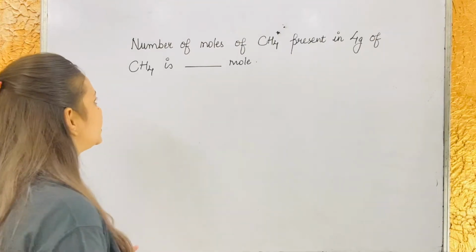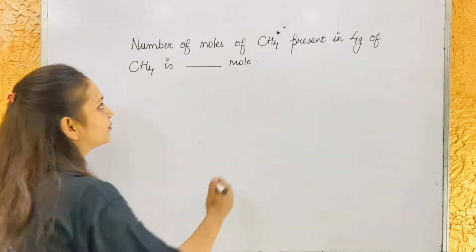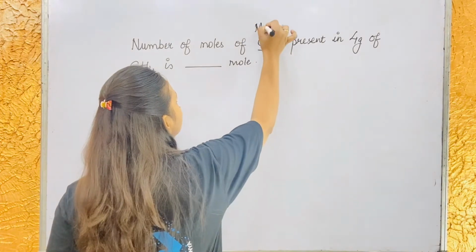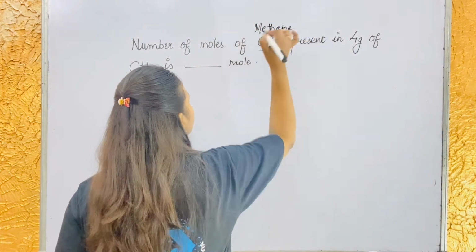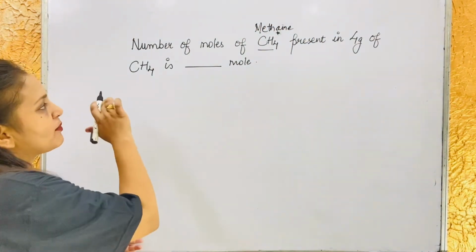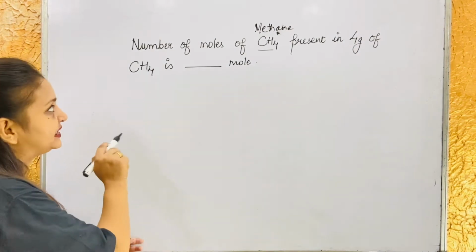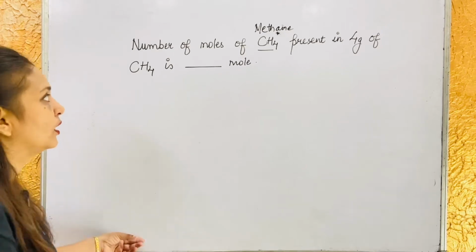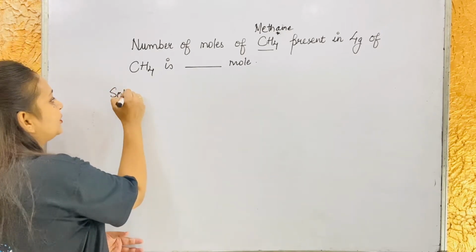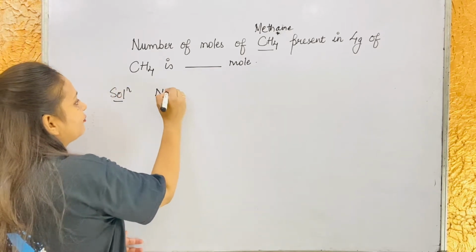We have to find the number of moles of CH4. CH4 is methane. So the number of moles of CH4 present in 4 grams of methane is dash mole. So here we have to calculate the number of moles.